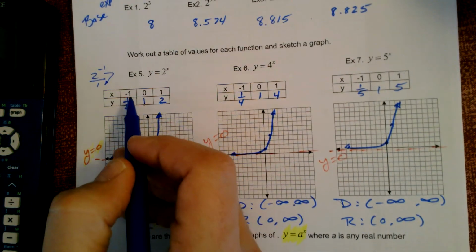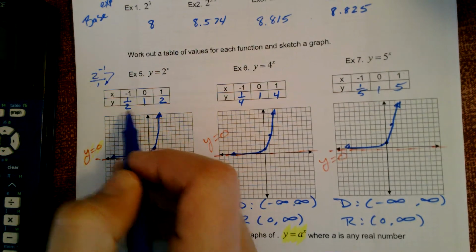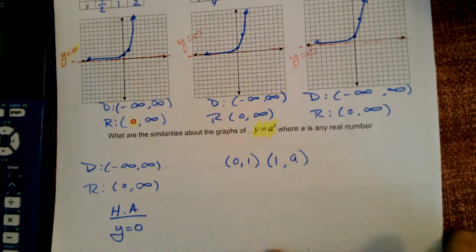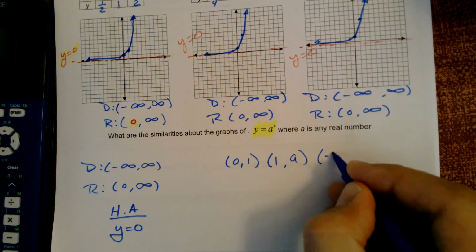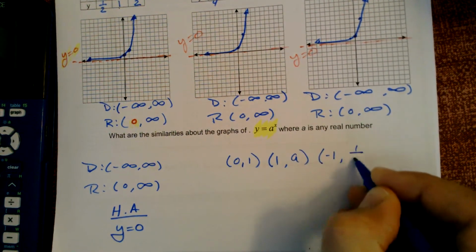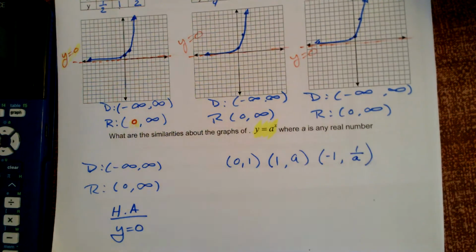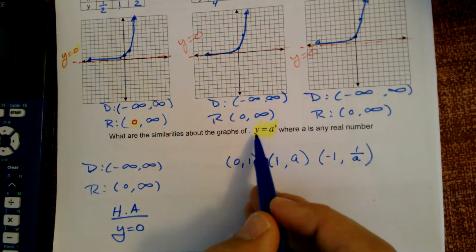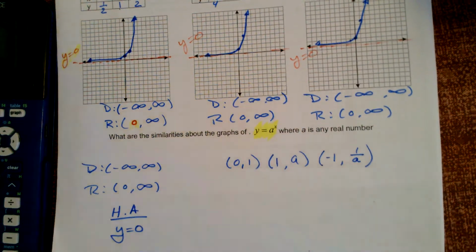The other thing is when I plug in -1, I get 1/2. I get 1/4. I get 1/5. I get 1 over the base. And guys, those are A's, not 9's. Those are my A's, assuming my base is A.